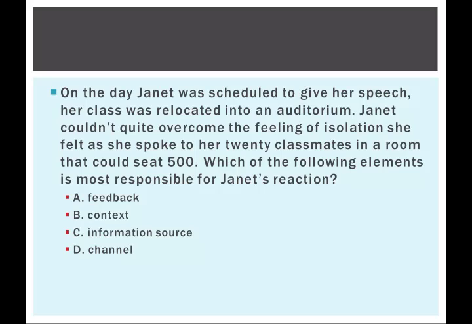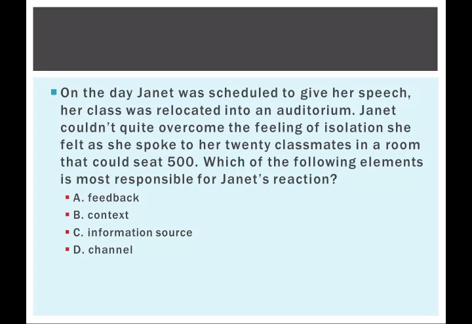Question 2. On the day Janet was scheduled to give her speech, her class was relocated into an auditorium. Janet couldn't quite overcome the feeling of isolation she felt as she spoke to her 20 classmates in a room that could seat 500. Which of the following elements is most responsible for Janet's reaction? A, feedback, B, context, C, information source, or D, channel? The correct response is B, context.